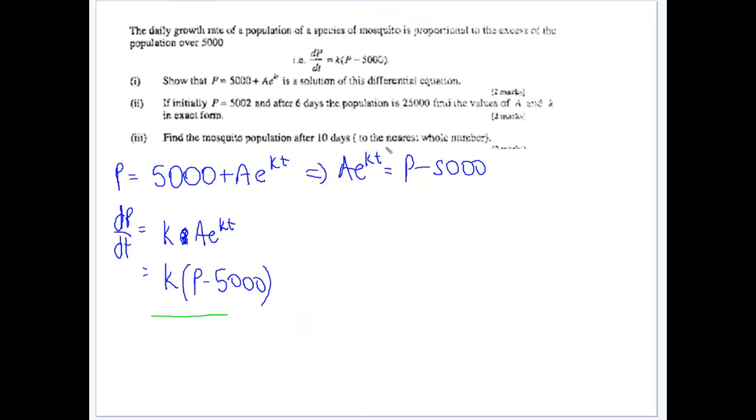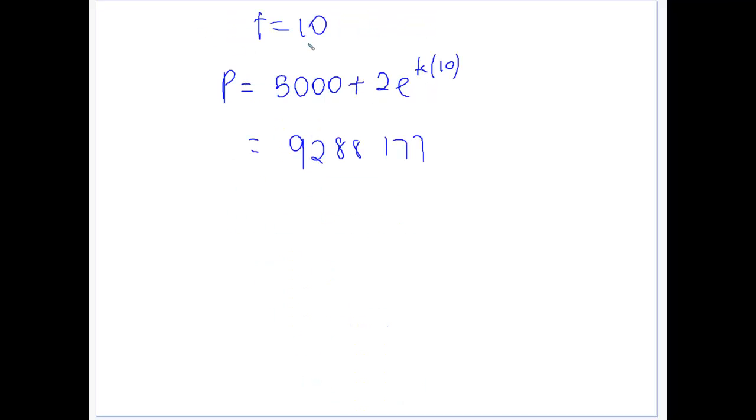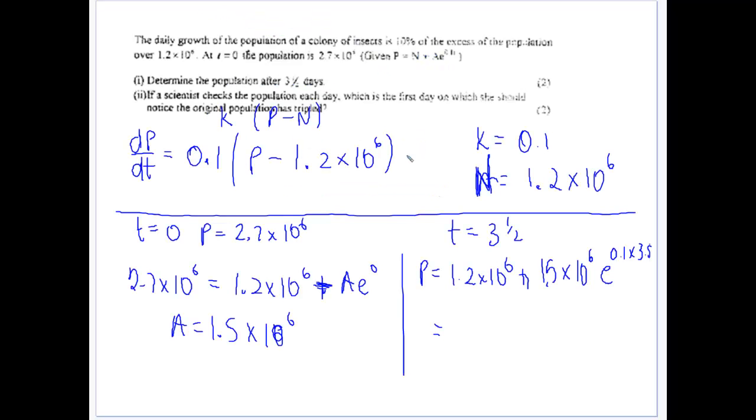And find the mosquito population after 10 days. So when t is equal to 10, do our substitution. We had our k. There's our population after 10 days. Stay away from those mosquitoes because that's getting pretty large.